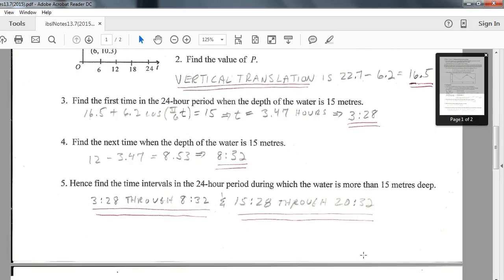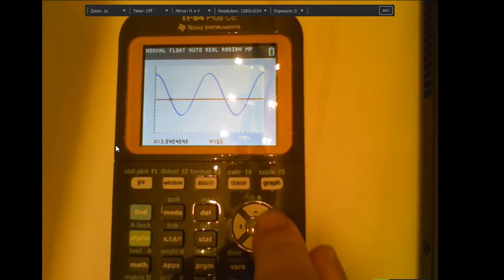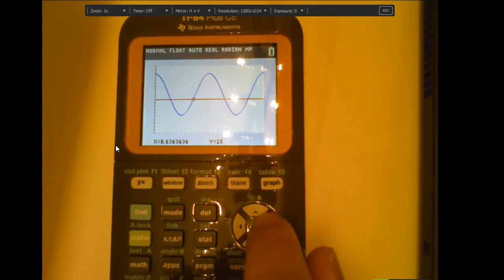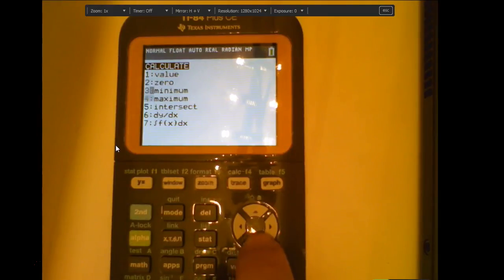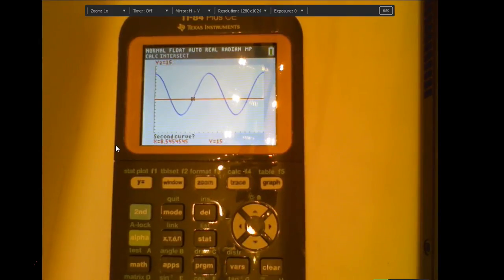And if we were going to do that for question number 4, now it says, what about the next time where the depth is 15? Again, you can either do some of this by hand in order to figure out when that would occur, or you could again do this in your calculator. If you went to the same thing we were already looking at, the next time that occurs is right here. And so if I go under Calc and choose Intersect, get my cursor over there and hit enter, enter, enter, then 8.53 is the next time that would occur. And again, if I multiplied 0.53 times 60, I can convert that to minutes.